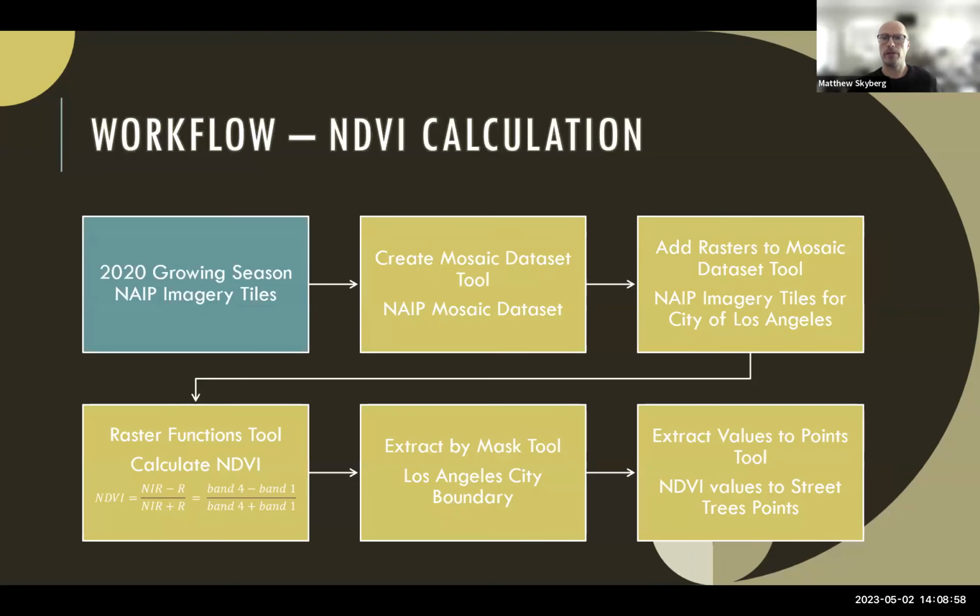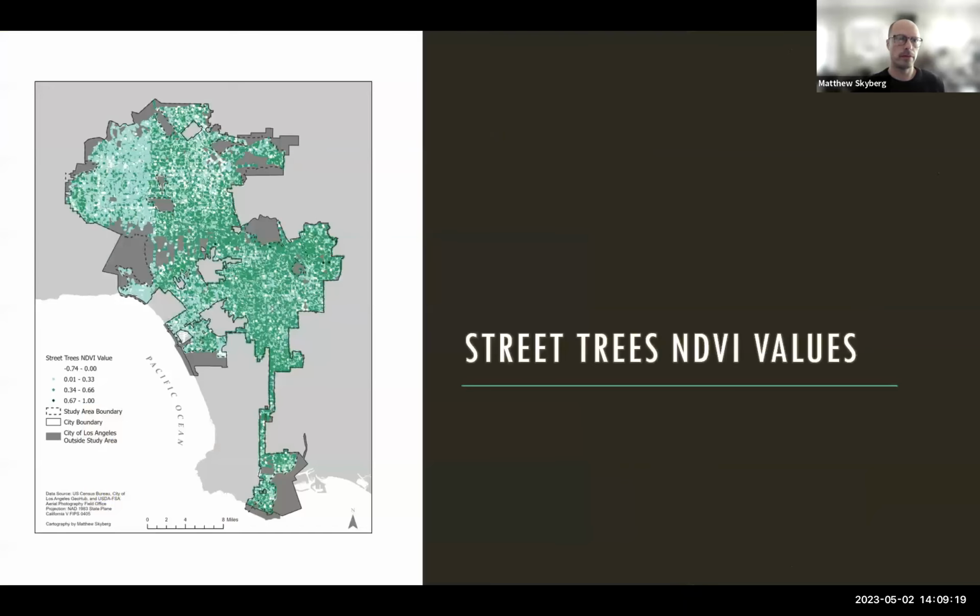The NAIP rasters were used to create a mosaic dataset to cover the extent of the study area. Then the NDVI was calculated using the formula near infrared band minus red band divided by the near infrared band plus red band, which are band 4 and band 1 in the NAIP imagery. These values were then extracted to the street tree points as shown in this map.